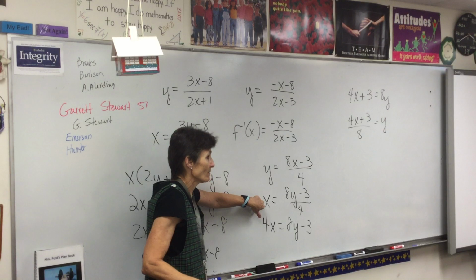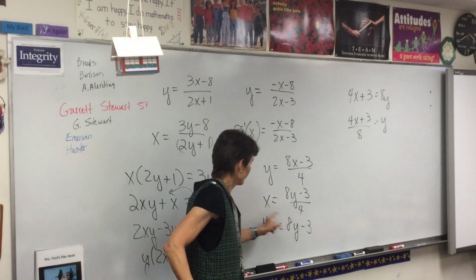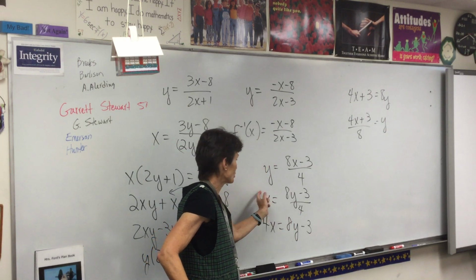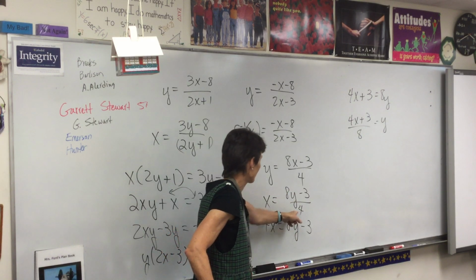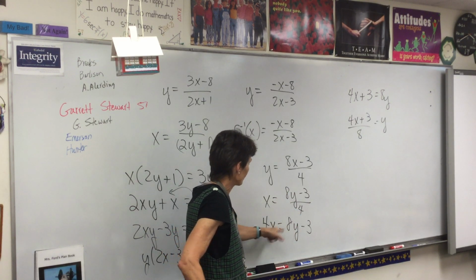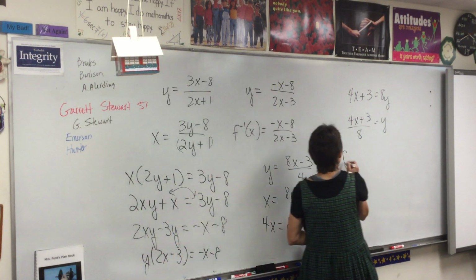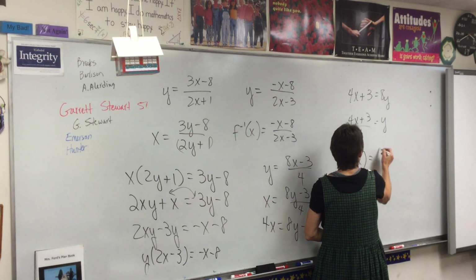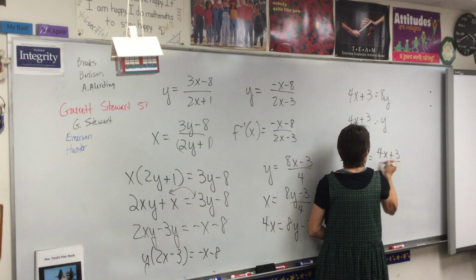So I just switched my variables, brought the 4, got y by itself then. Switch the variables and get y by itself. So I have to bring the 4 over, add the 3, divide by 8, and then write my answer in my appropriate notation.